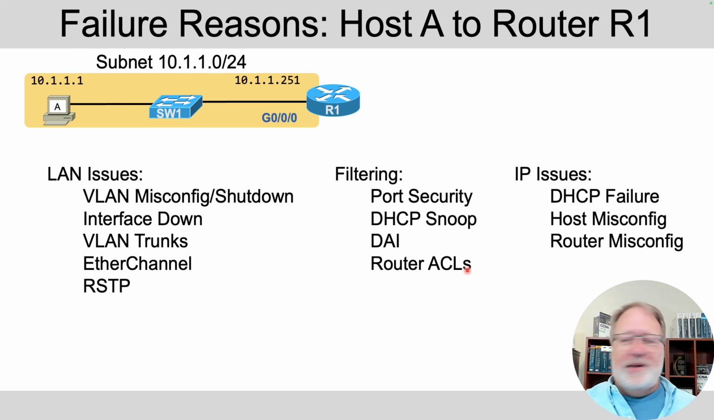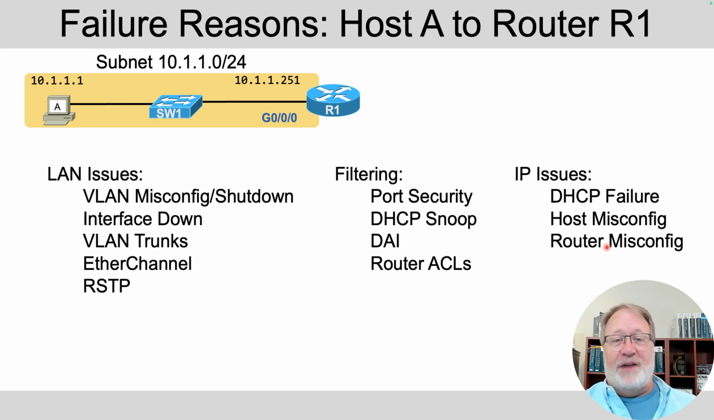You could have layer 3 issues at IP, like maybe client A needed to use DHCP to learn its IP address, and that failed for some reason, right? You could have static configuration of IP settings on the host, and that's just done wrong. Or you could simply have misconfigured your router interface. All right, so tons of things.